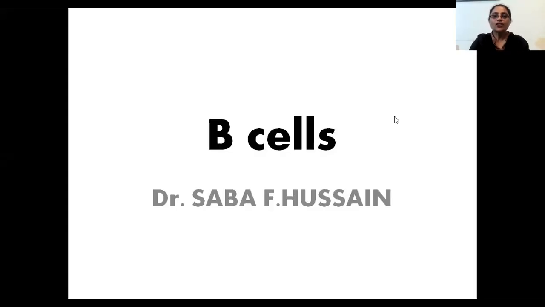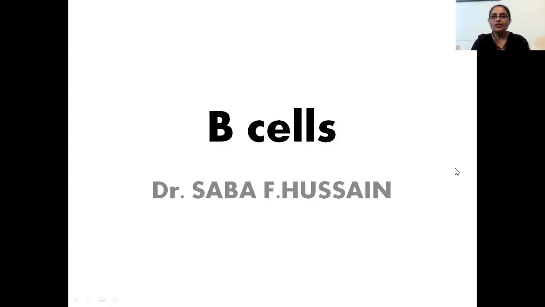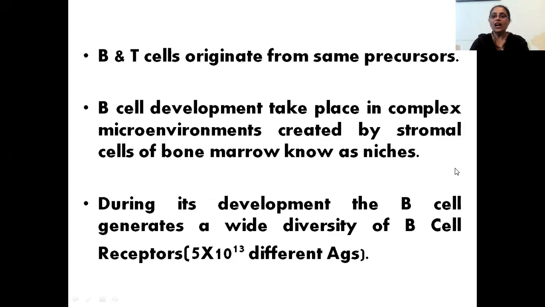Hello viewers, today's topic of discussion will be B cells. Let us know a few things about these B cells. They are very interesting: how they are developed, how they are matured, and how their multiplication happens. These are a few very interesting things. As we all know, B cells and T cells are the cells responsible for adaptive immunity.